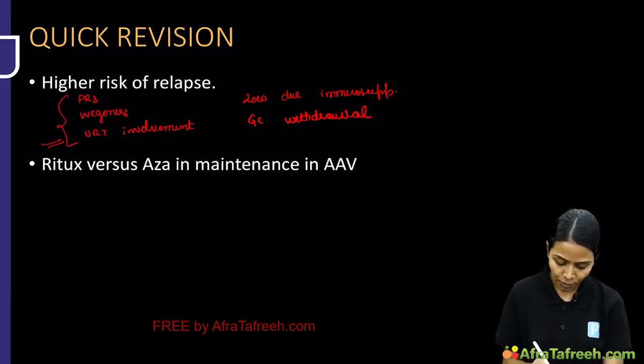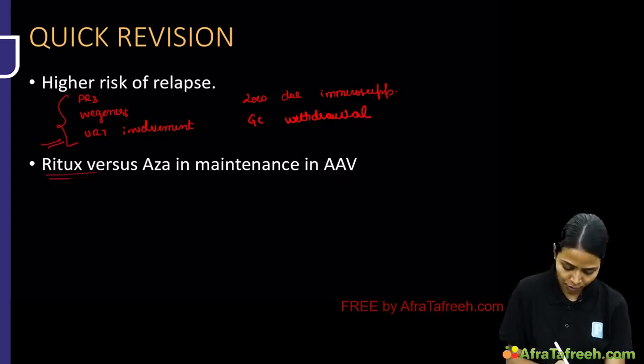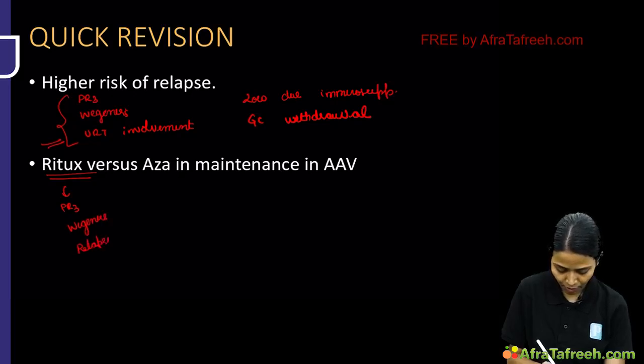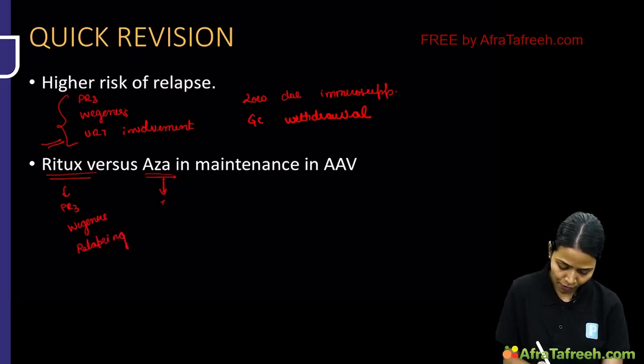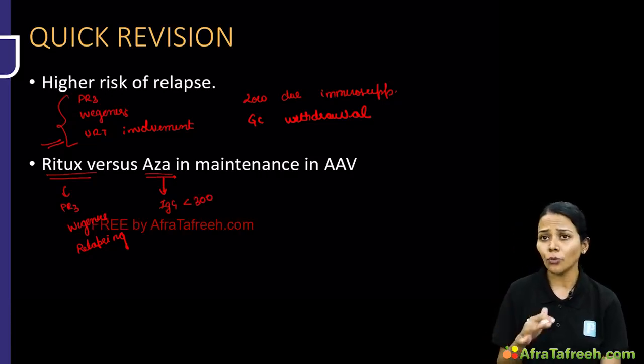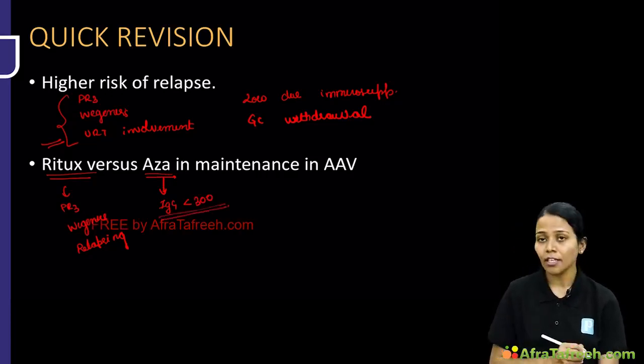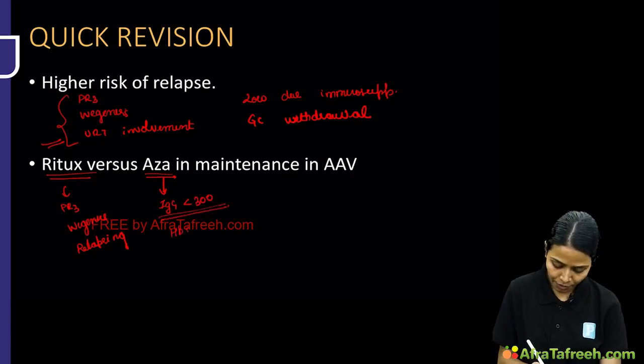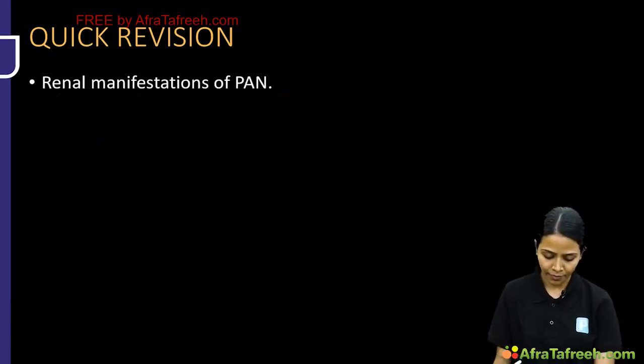Rituximab versus azathioprine in maintenance. Rituximab again you give in the same group of people: in PR3 positive, in Wegener's, in relapsing disease you consider giving rituximab. Azathioprine therapy you give in patients who have baseline IgG less than 300, that is, the immunoglobulin level is already low. You do not want to further depress the IgG. Also if the patient is HBsAg positive, because HBV might get reactivated.